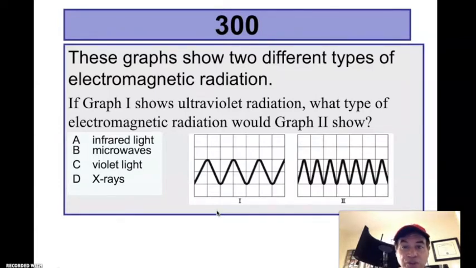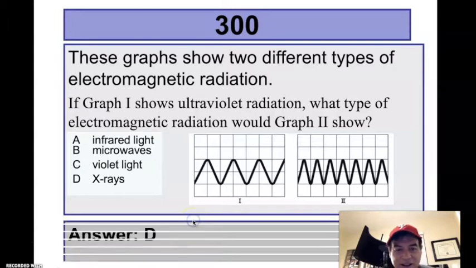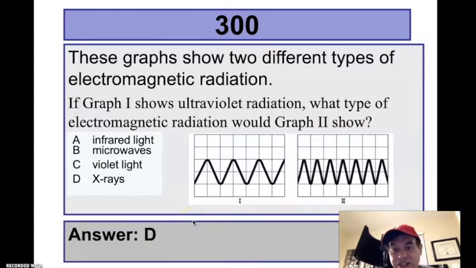These graphs show different types of electromagnetic radiations. If graph 1 shows ultraviolet radiation, what type of electromagnetic radiation would graph 2 show? So let's look at this. If graph 1 was UV radiation, then what would 2 have to be? Is it infrared light, microwaves, violet, X-rays? I think I'm gonna get you here. The answer is going to be D. It's actually going to be X-rays.